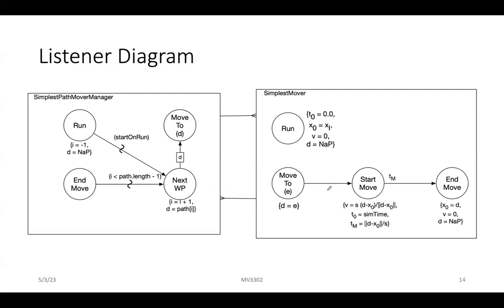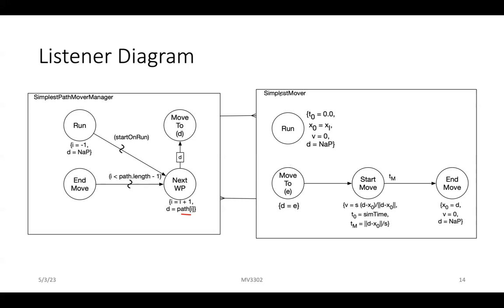And so this is what happens when I hook it up to the list. Now this is actually a dangerous thing to do, but if you're really careful, then it works. So let's see what's going on here. Here is my simplest mover. It's listening to my simplest path mover manager and vice versa. So what's going to happen here? Here's a run, and let's say start on run is true. We're going to identify the next waypoint and schedule a move to, passing the destination as its argument.